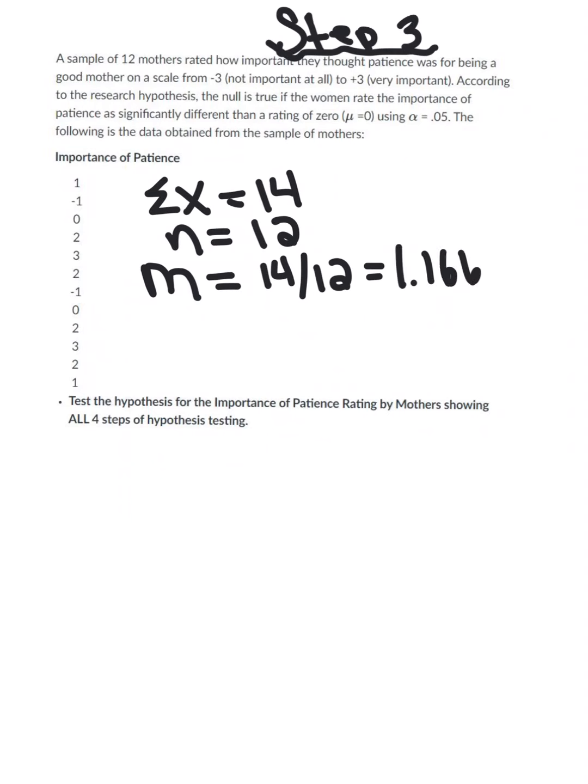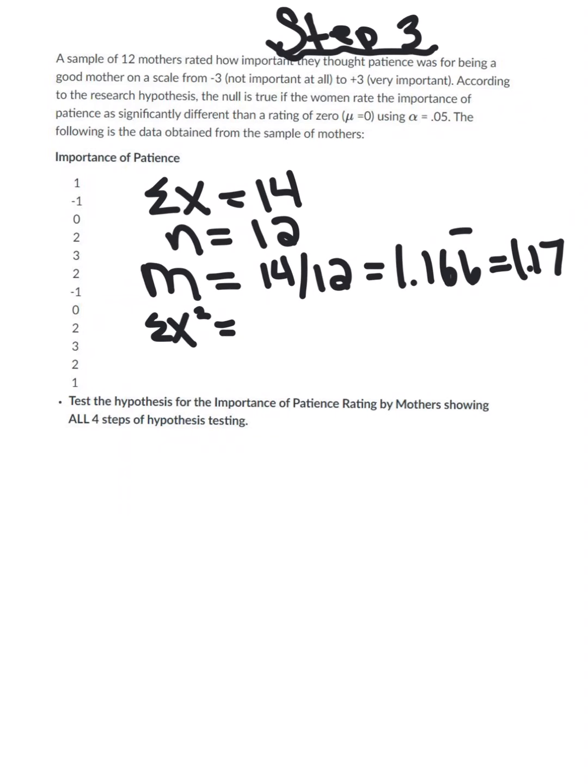1.1666. It keeps going on and on. So I'm reporting that as 1.17, because we want the second decimal and we round it up because 6 is 5 or greater. How's that? So now we want to go ahead and get our sum of x squared, right?